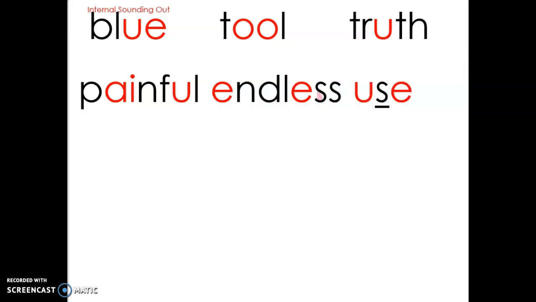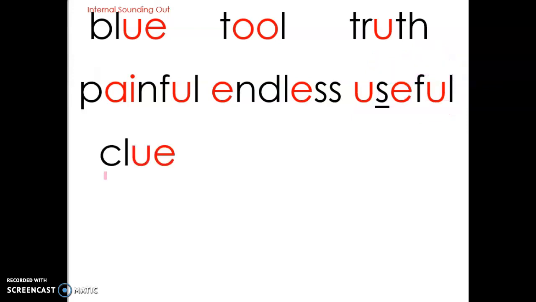Next one. Think. Say. The word is use. Use. Then we add full at the end. We have use, full, or full of use. So this coloring pen is very useful. It's very full of use.